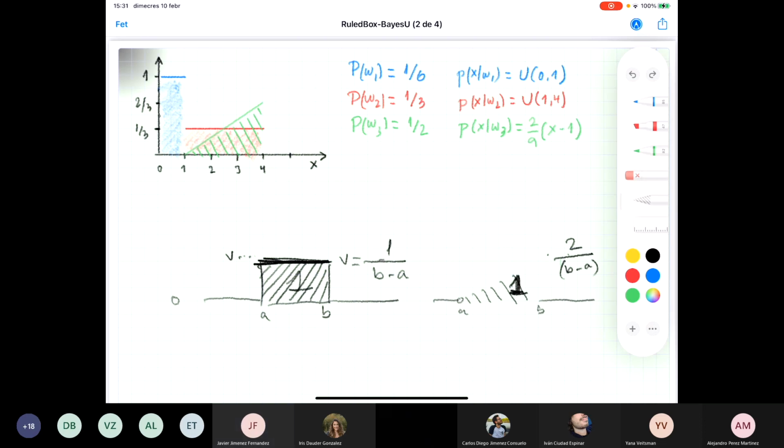Okay. The height should be 2/3, because 2/3 multiplied by 3 divided by 2, since it's a triangle, is 1. So this green area is 1. In general, for any A, B points, for the uniform distribution or this linear distribution, this value has to be equal to what you have here. Okay? In our particular case, we have that.